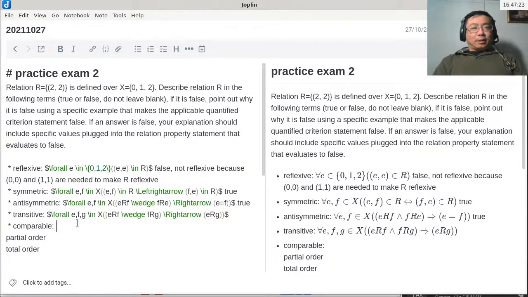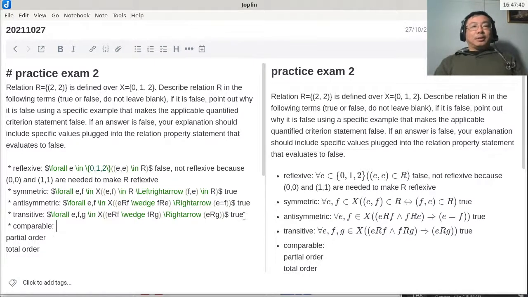So it is transitive, yes. Okay, so let's put it through here. All right, let's talk about comparable. Is R comparable in this case? Well, it definitely is not. Okay, but then we want to explain why it is not.